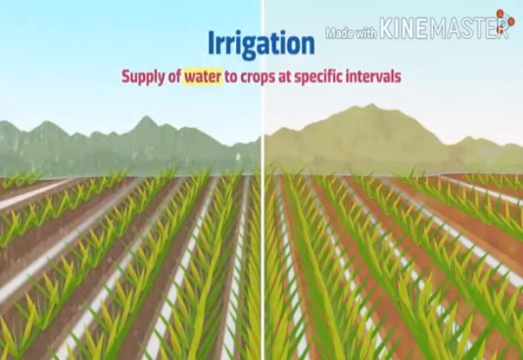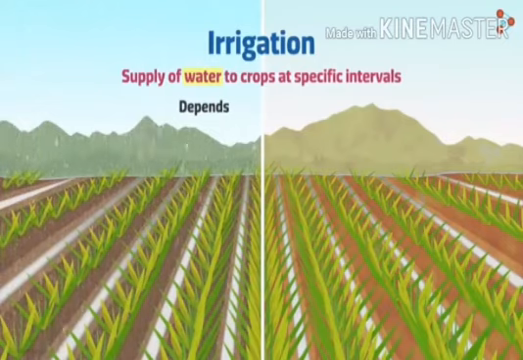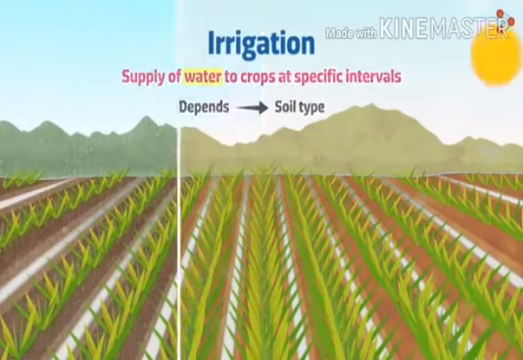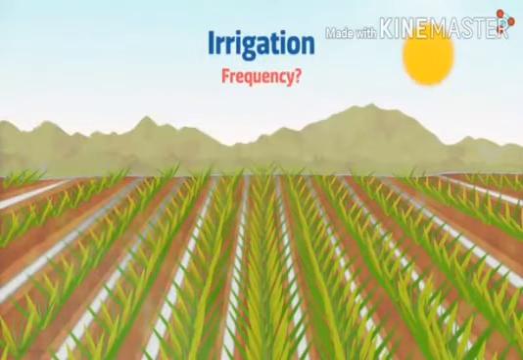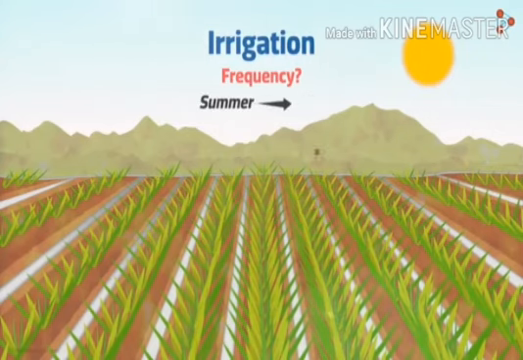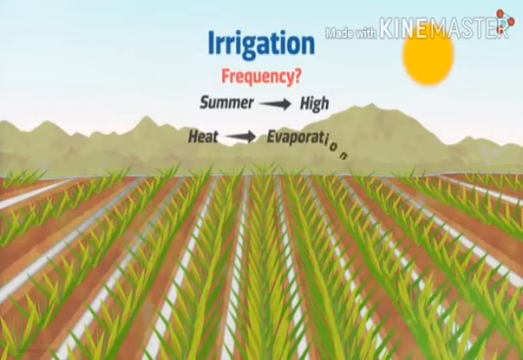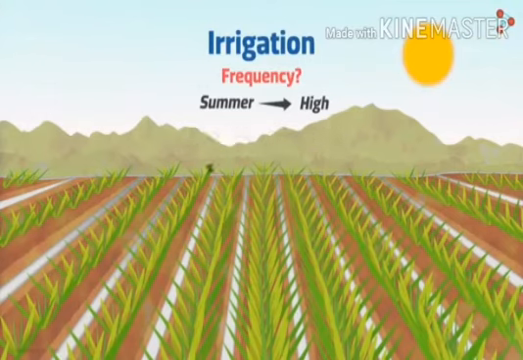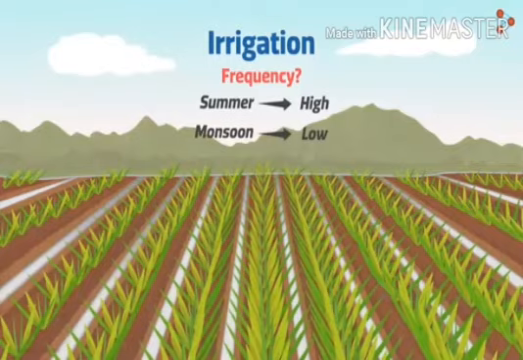Do you know what irrigation depends on? Can you guess? Yes, it depends on the soil type. And what according to you will the frequency of irrigation depend on? Can you guess? Yes, it does depend on the season. During summer, soil is devoid of moisture. This is because the heat leads to a higher rate of evaporation. That is why we need to irrigate the fields frequently during the summer months. During the monsoons, there is little need for irrigation.